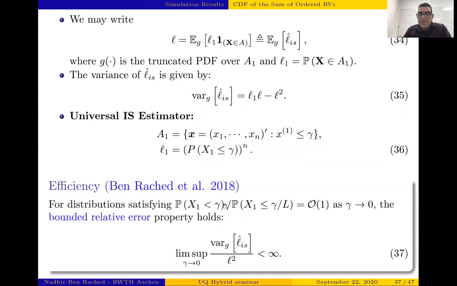So for distributions satisfying this equation, we prove that we have what we call the bounded relative error. It means that the coefficient of variation is bounded independently of how small the value of gamma is. This means that we need a bounded number of samples to meet a fixed accuracy requirement, and this is independent of how small the rare event is. And this is one of the most desired properties in the context of rare event simulation.